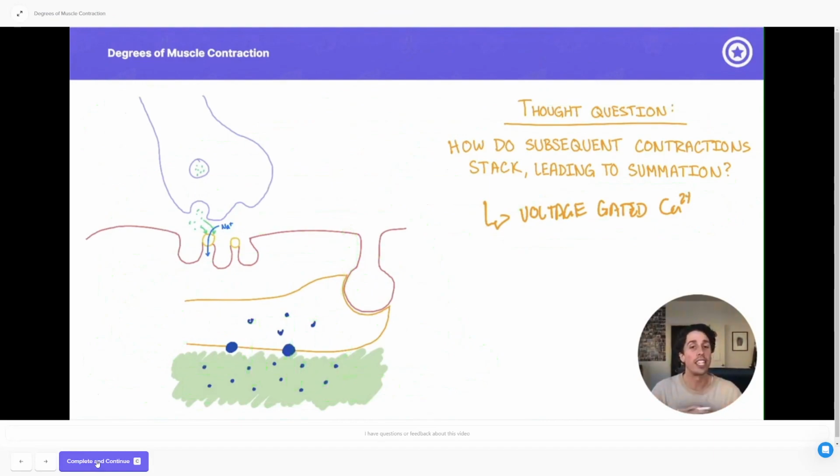And as we know, those are actually going to bind onto the C sites on troponin, which will then release actin and tropomyosin. When that actin is released, we know that the myosin heads, those ATPases, can then form that cross bridge with actin, leading to that muscle contraction actually happening again. And so that's kind of how that wave summation happens.